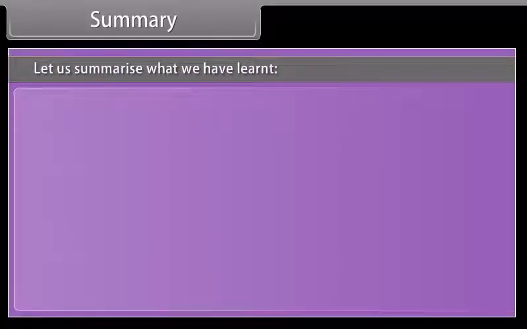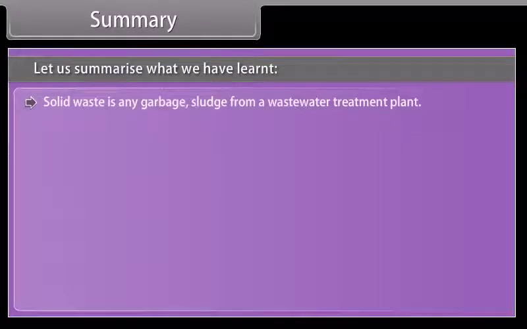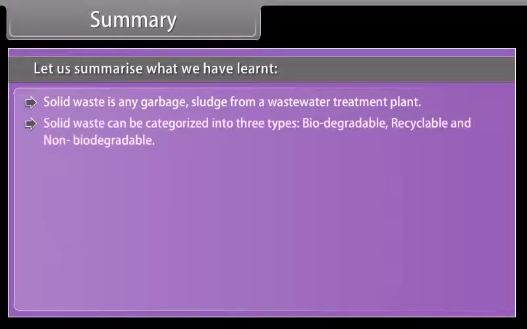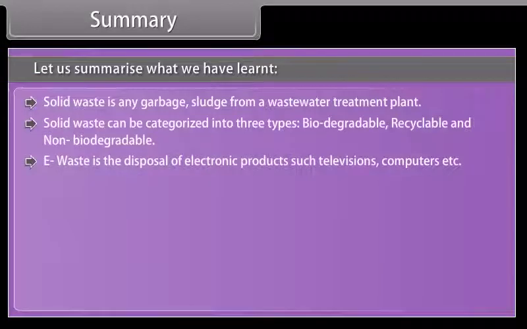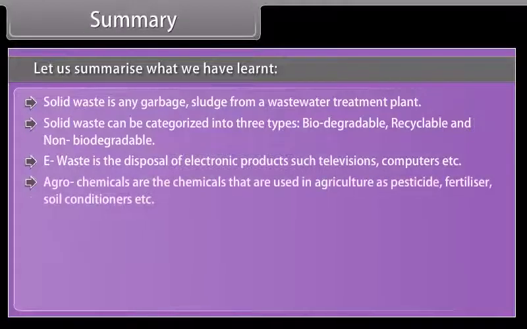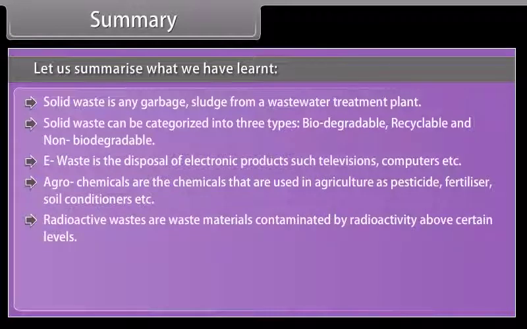Summary. Let us summarize what we have learned. Solid waste is any garbage, sludge from a waste water treatment plant. Solid waste can be categorized into 3 types: biodegradable, recyclable, and non-biodegradable. E-waste is the disposal of electronic products such as televisions, computers, etc. Agrochemicals are the chemicals that are used in agriculture as pesticides, fertilizers, soil conditioners, etc. Radioactive wastes are waste materials contaminated by radioactivity above certain levels.